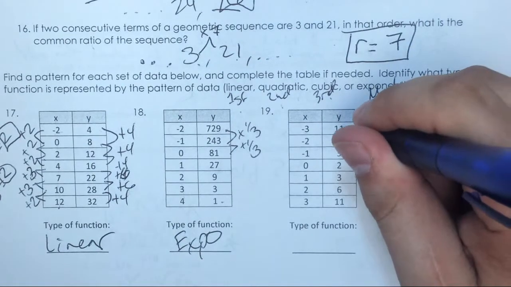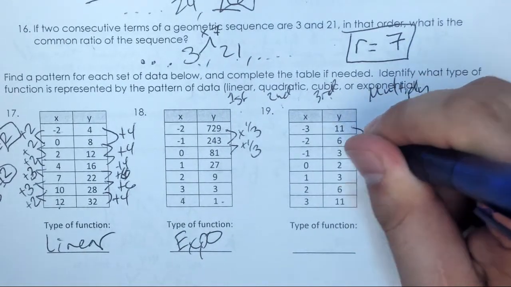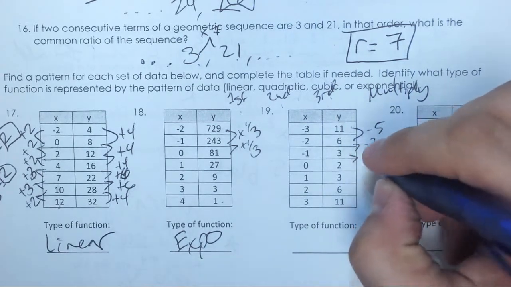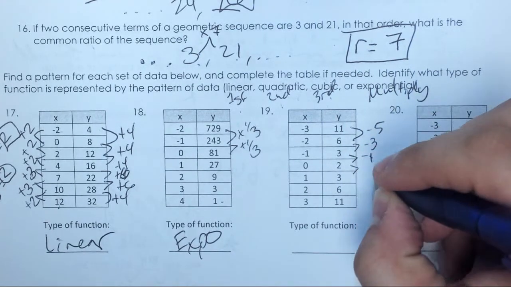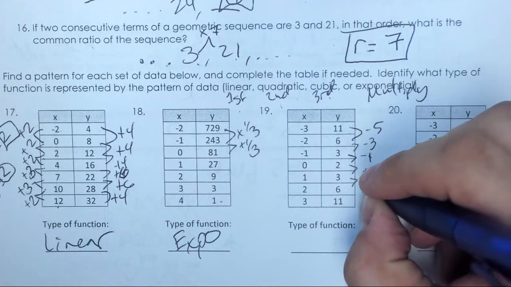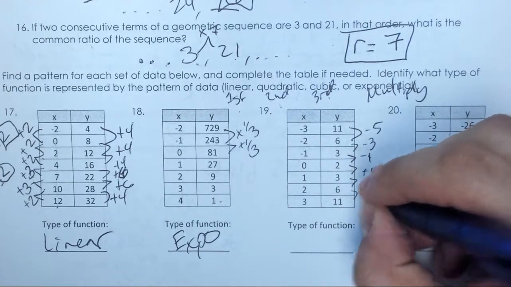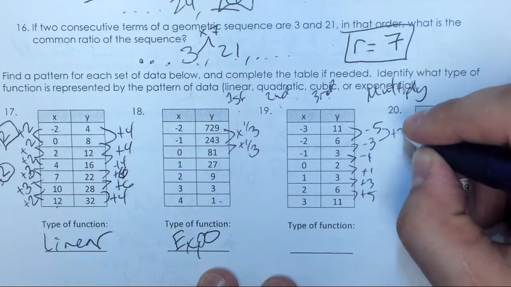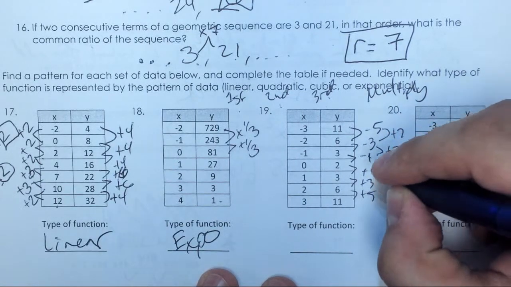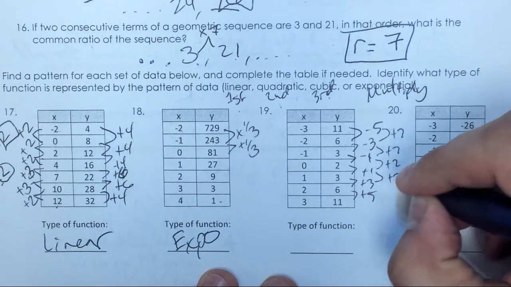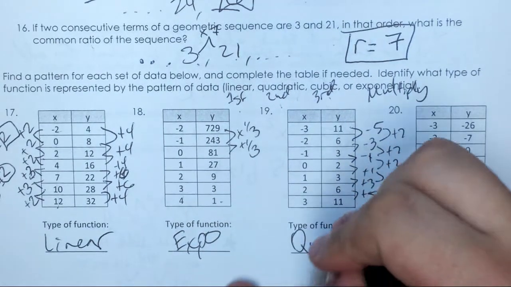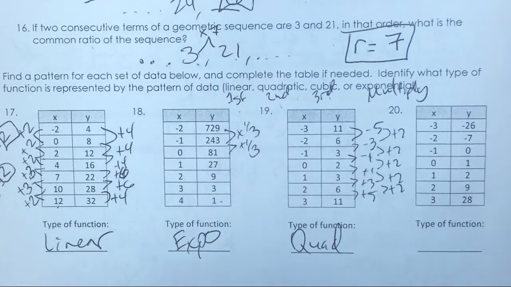Let's see. We can go ahead and do this one. -5, -3. Already, I know it's not linear. -1. Let's see. +1, +3, +5. So it's not linear. First one's not the same. It's +2, +2, +2. Oh boy. +2, +2. So our second difference is the same. That makes it a quad. All right. So that one's a quad.